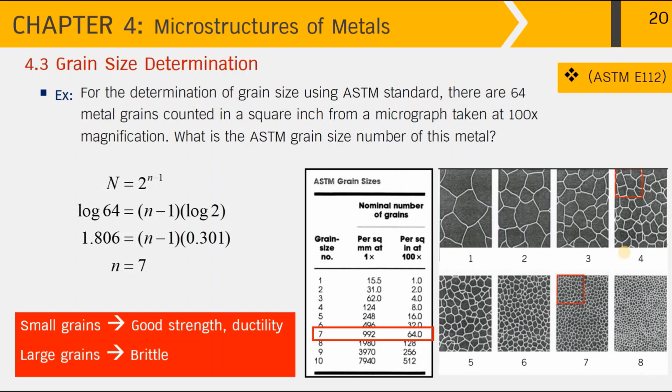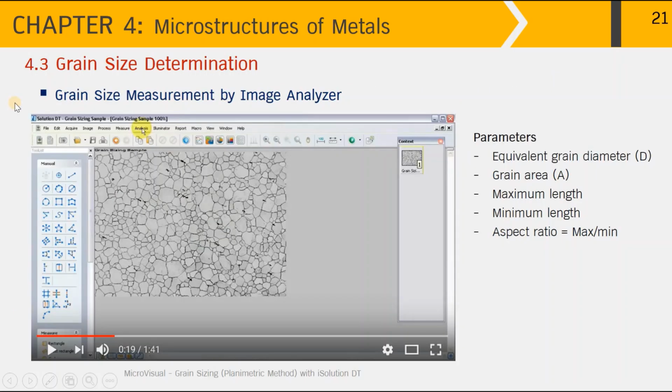So that we can properly select appropriate processing and heat treatment to obtain the microstructure that we want for the application that we have designed in the first place. There's another technique that nowadays we can use for the determination of grain size, and that is grain size measurement by image analysis. Here we need a digital image taken with good resolution, and that can be uploaded into the software for the analysis of grain parameters.